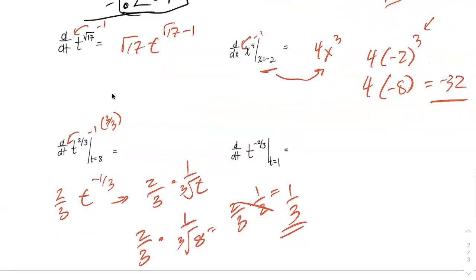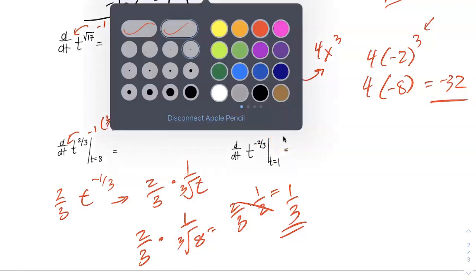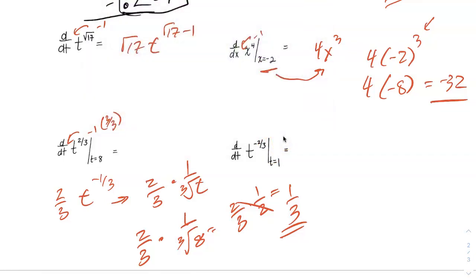Okay. And then the last one, t to the negative 2/3, and we're going to sub in 1. 1 should be easy to sub in. So it's really the hard part is taking the derivative. So bring it down, subtract 1 off. I'm going to get negative 2/3 t to the, common denominator, negative 5/3. Now when you sub in 1, everything kind of just goes away. Well, let's sub in 1.